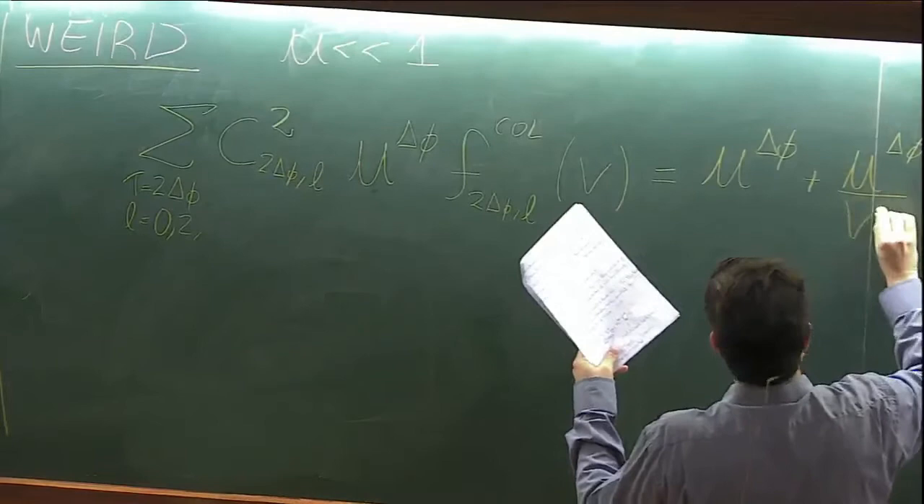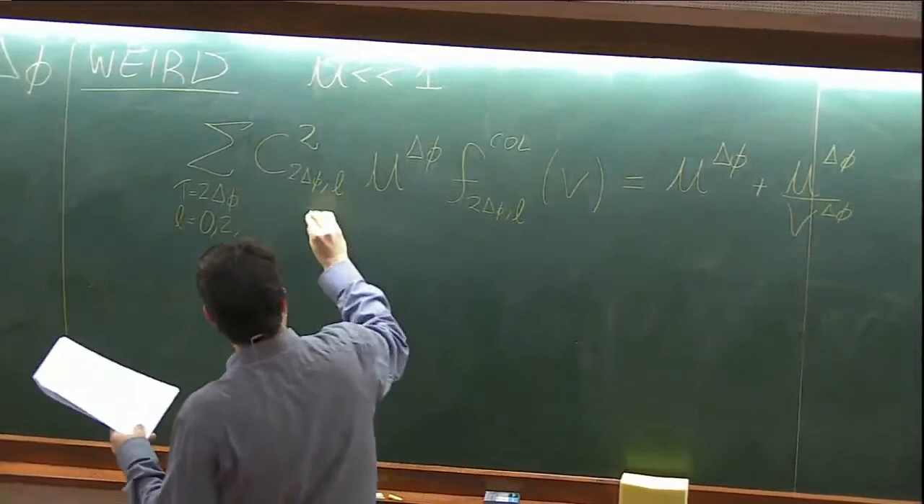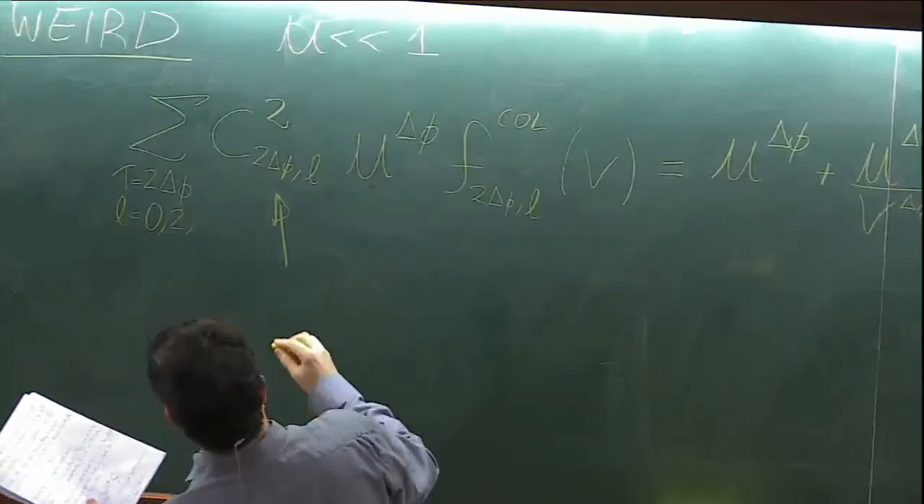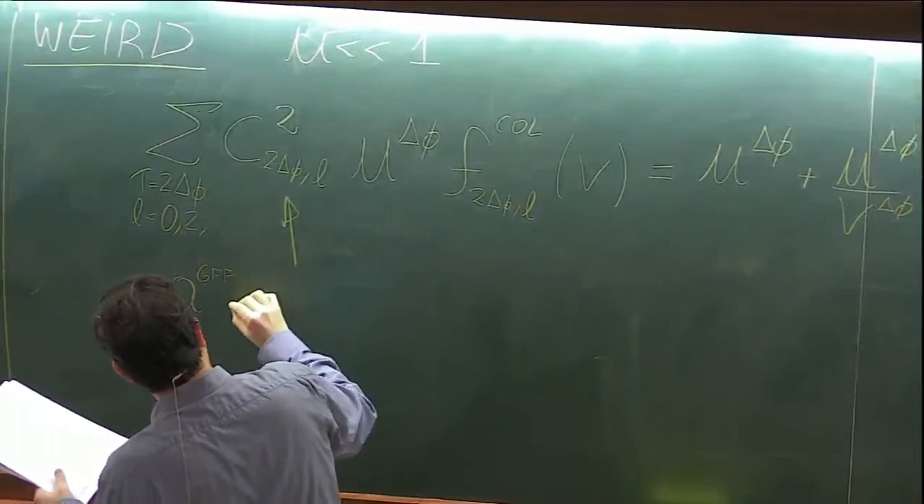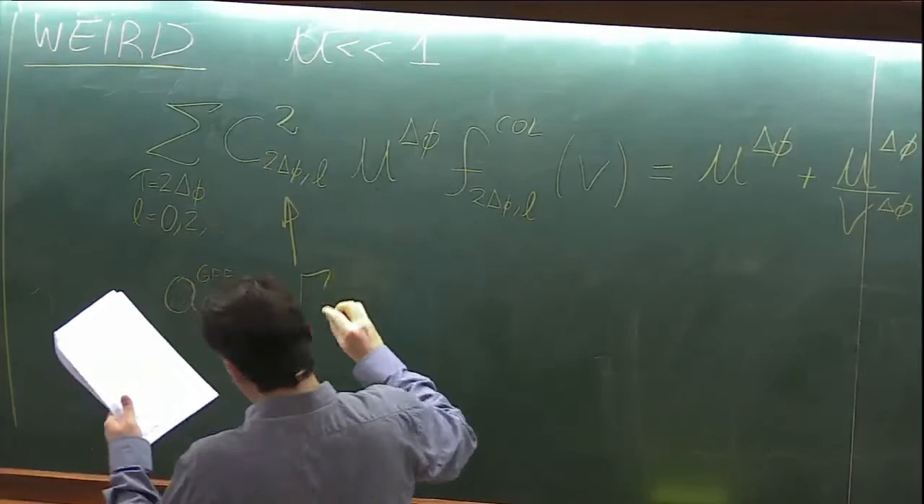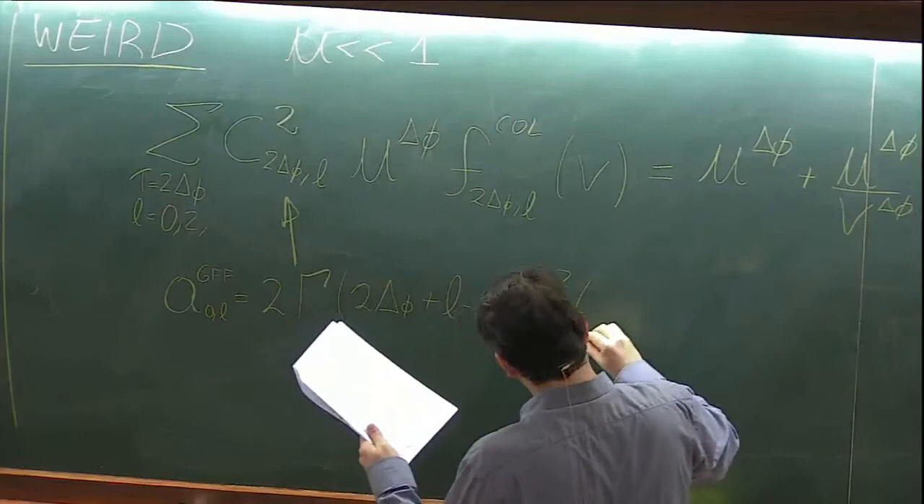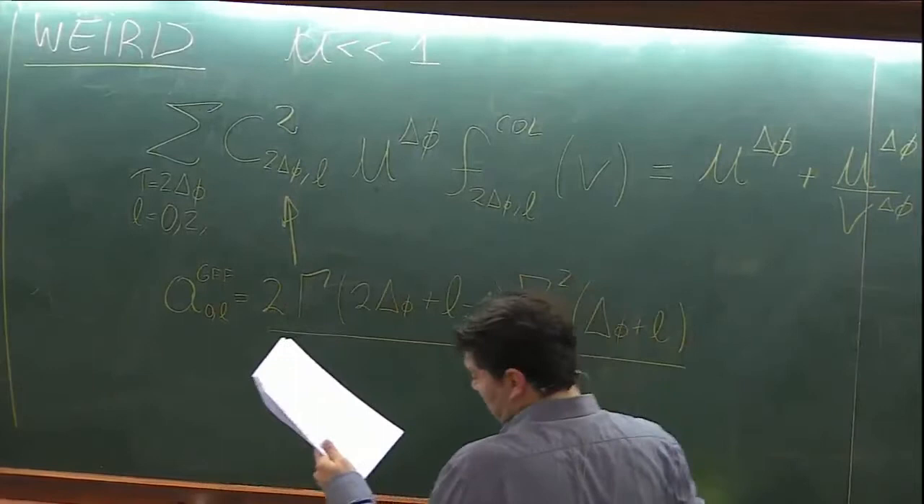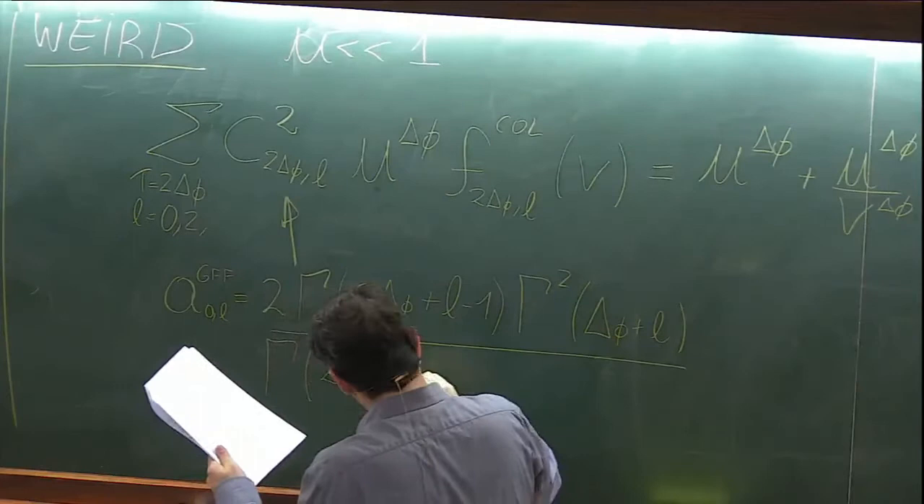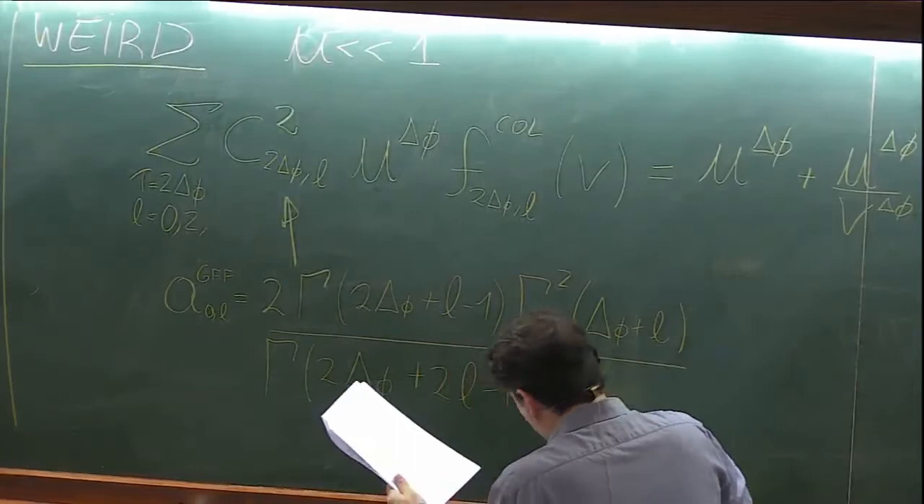And the OPE coefficients, I can tell them to you, just also to answer your question, what is their form? They are a little hard to guess, I guess. For generalized free fields, that's what we call P 0 L, they are these ones. They are 2 gamma function of 2 delta phi plus L minus 1, gamma function squared of delta phi plus L, divided by gamma of 2 delta phi plus 2L minus 1, and so on. I checked this yesterday evening, so it may not be correct. No, it's correct.